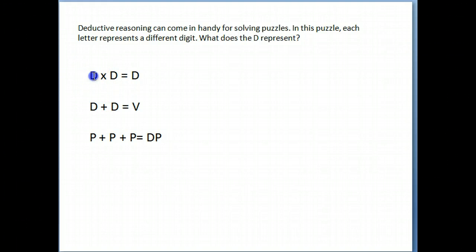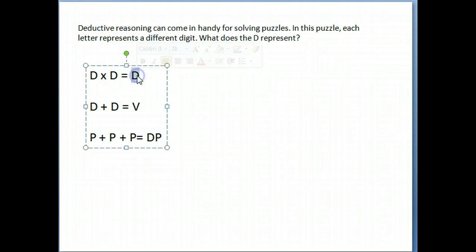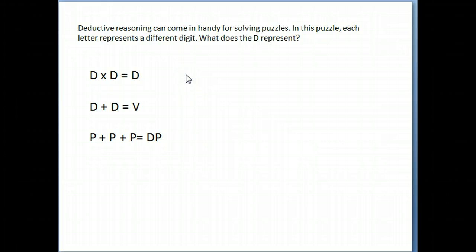So looking at this, these are single digits. So this is the number either 0, 1, 2, 3, 4, 5, 6, 7, 8, or 9. Which of those numbers, when you multiply it by itself, does it equal itself? So one thing you can do is just trial and error. Try it out. What is 1 times 1? What is 2 times 2? What is 3 times 3? What is 4 times 4? Which of those numbers equals itself when you multiply it?